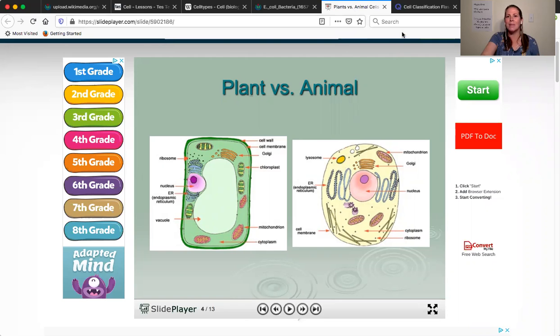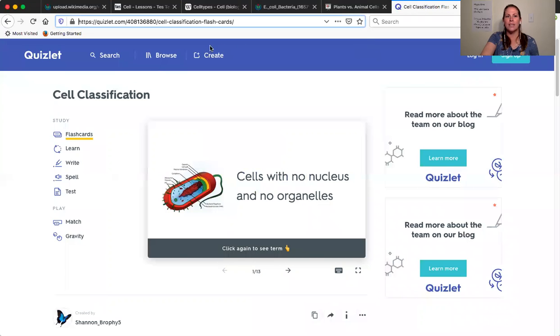In the meantime, take a look at this Quizlet. Go to this link and test yourself on the cell classification terms that we discussed today.